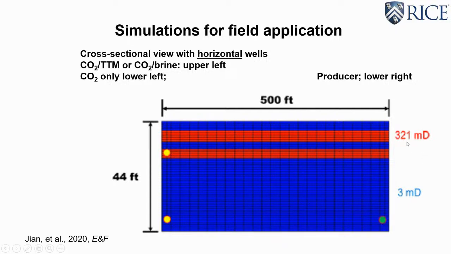The permeabilities are shown by the different colors. The red intervals are 321 millidarcy. The blue intervals are 33 millidarcy. Two orders of magnitude difference in permeability. So this is an extreme case of heterogeneity.